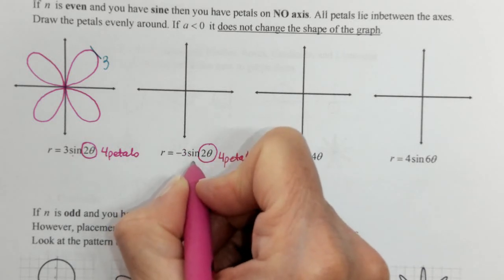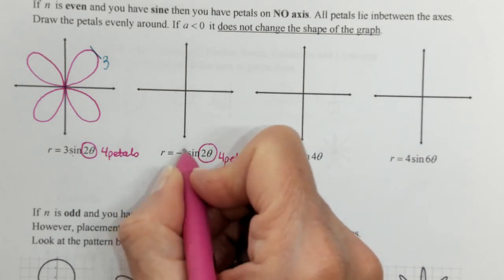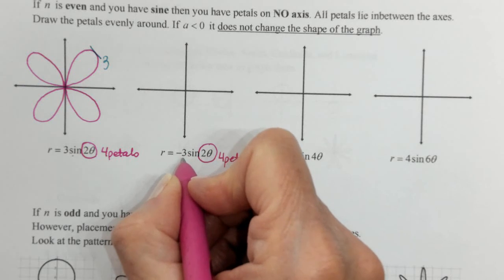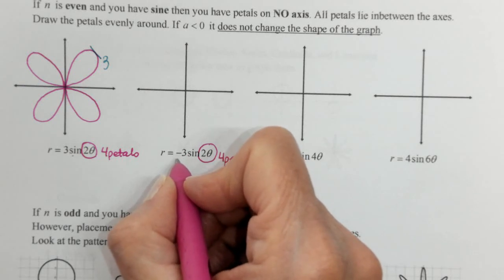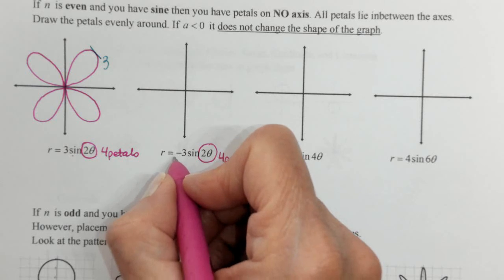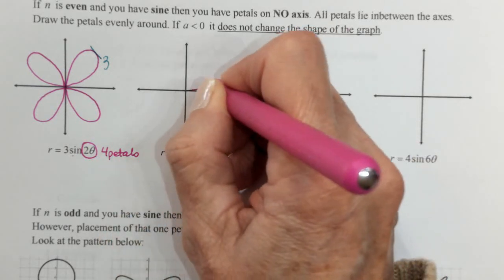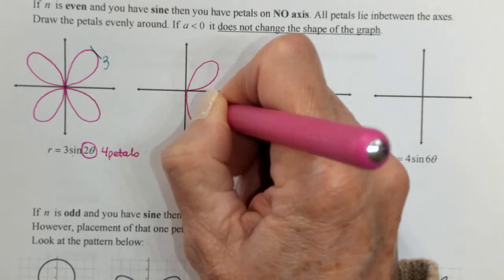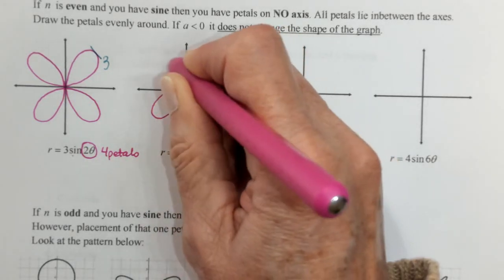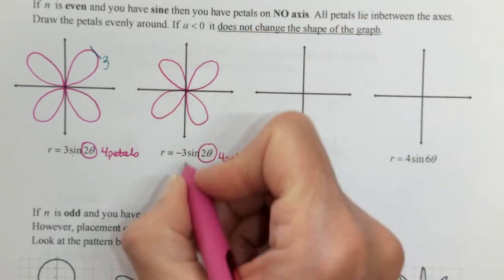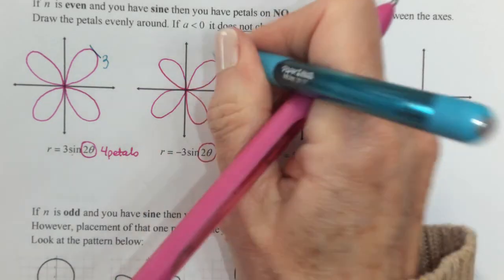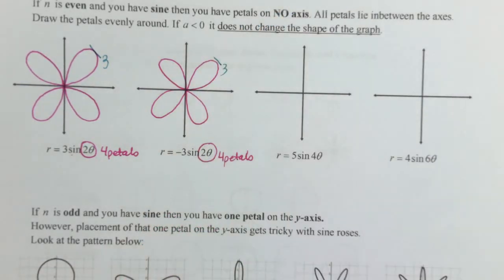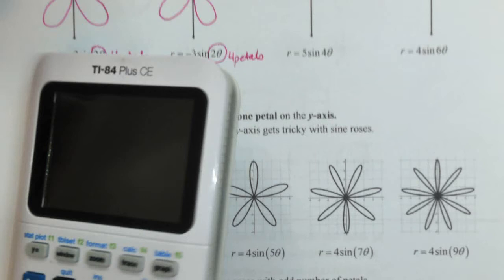Okay, sine, so no axis. The -3 here will not make a difference at all in our resulting graph. It'll make a difference in where we start and the way it graphs, but not in our resulting graphs. So I'll just go ahead and draw my rows like that. Each petal has length 3. So let's see the difference in those.